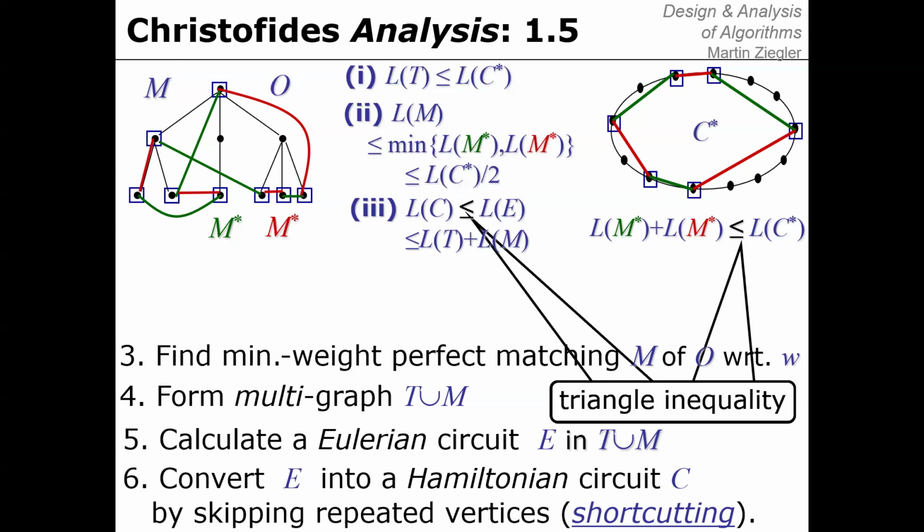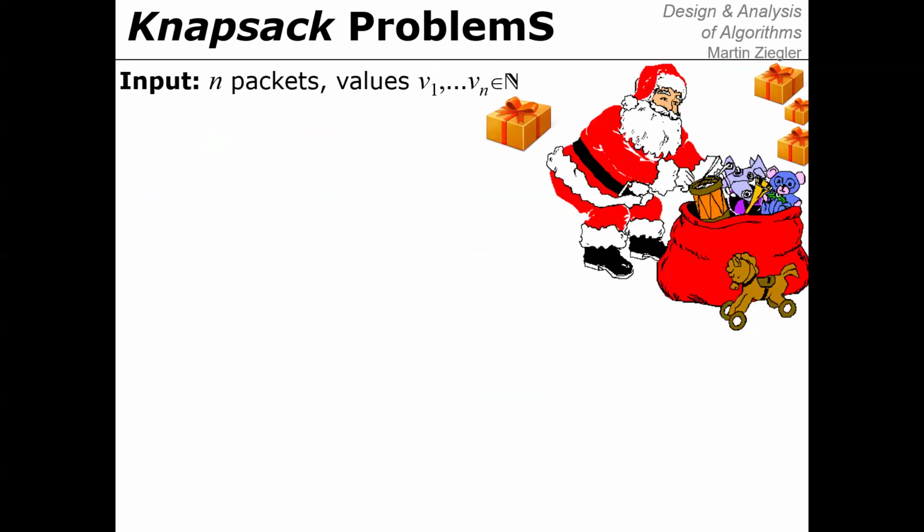Okay. Yeah, so that was Christofides, and then we proceeded to Knapsack. Knapsack is kind of like 3 problems, right? Input is always some packets with non-negative integer values and non-negative integer weights.